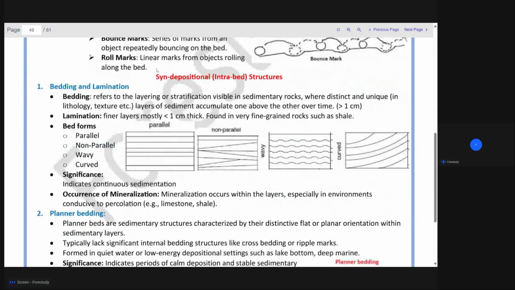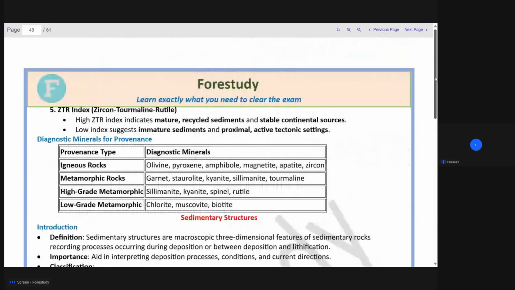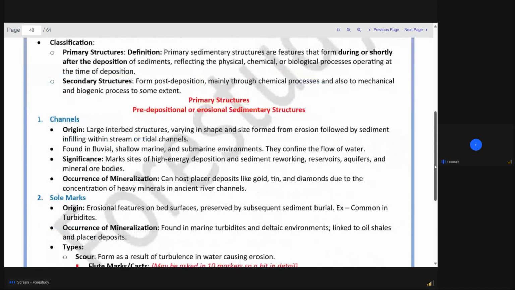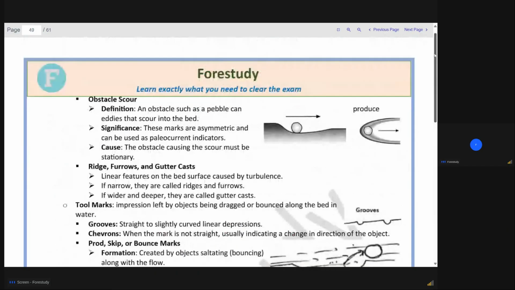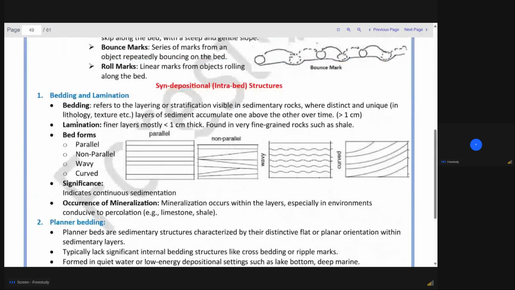Then we have the syn depositional structures. And the previous one was just the primary structure, pre-depositional or erosional sedimentary structures, and now we'll talk about syn depositional structures, which have formed during the deposition of the sediments. So we have the bedding and laminations. This refers to the layering or stratification visible in sedimentary rock, where layers are distinct and unique in lithology and texture, etc. Layers of sediment accumulate one above the other over time.